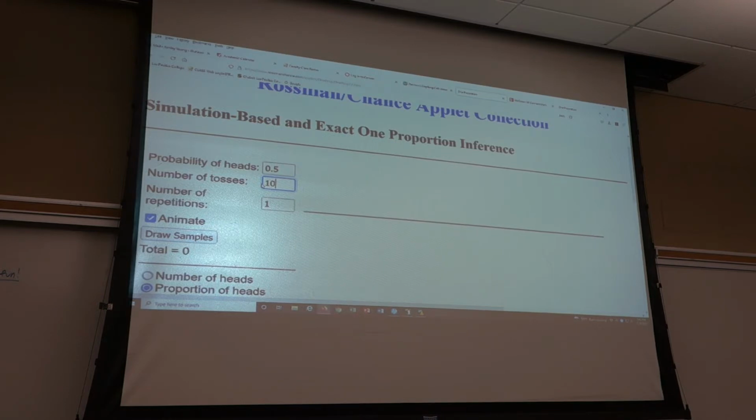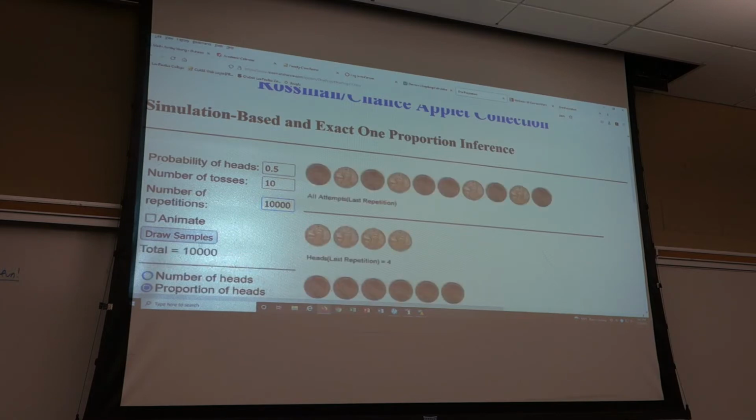Now, everybody turn off animate. See where it says animate, turn that off or else it'll take forever. And then do it like 1,000 times or 10,000 times. Yeah, 10,000 times. That seems good. Number of tosses is still 10, but we're going to do that over and over again 10,000 times. So number of repetitions, 10,000. Good? Is everyone where I'm at? Because I'm going to move on. All right. Hit draw samples.